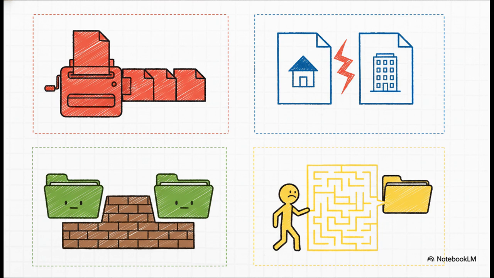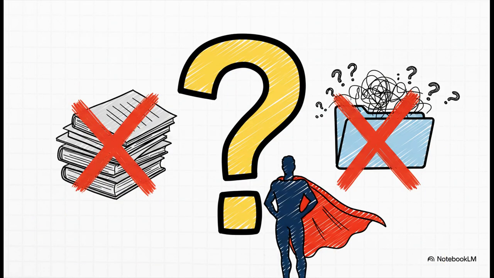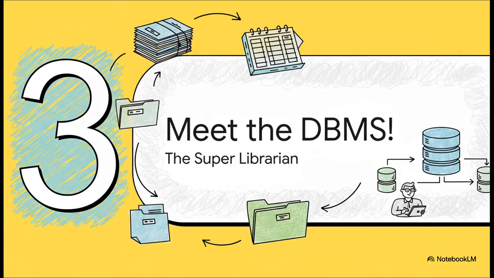What a headache! So if paper registers are a problem, and simple computer files are also full of problems, तो इसका solution क्या है? What do we do now? There must be a better way, a superhero to save us from this data mess. And here comes our hero. It's called a DBMS. That stands for Database Management System. And the easiest way to think about it is like a super smart, super organized librarian for all your data.